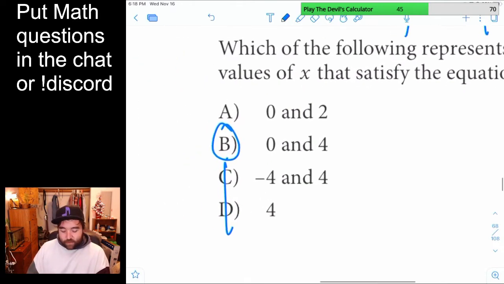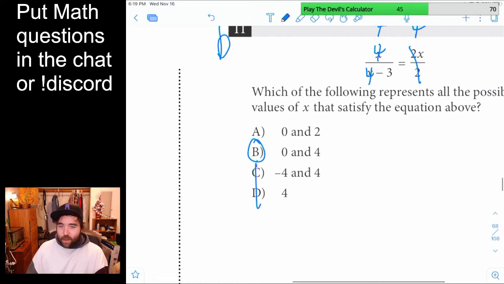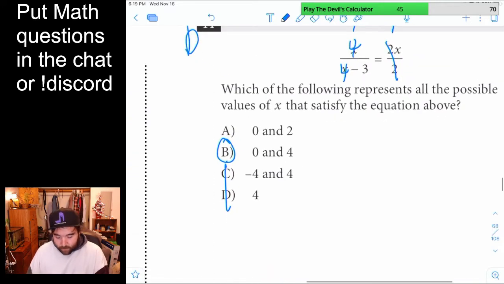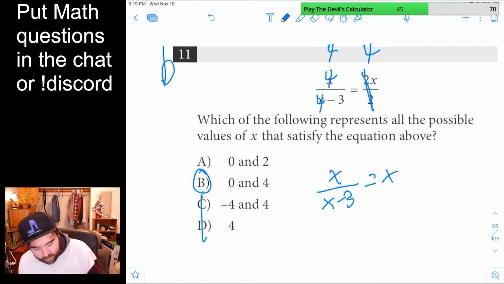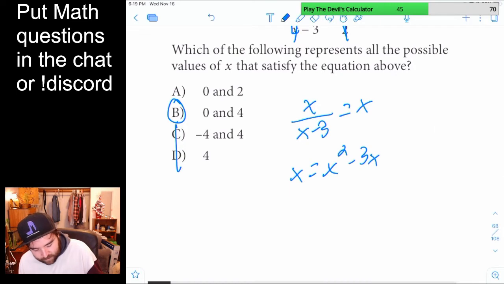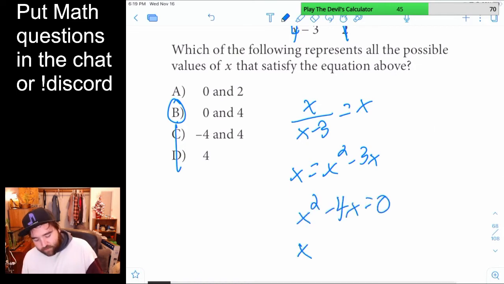Anytime they give you solutions like this, with such a small number, I really think it's easier to plug in. You could definitely solve it, and it wouldn't be too hard. We'd have x over x minus 3 equals x. We'd cross multiply, so x is x squared minus 3x. Then you'd subtract x so you could have it equal to 0. Then you could factor an x out, and that's how you get your two solutions.